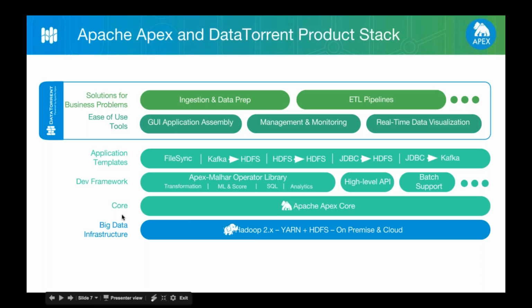On top of that we have the Malhar operator library. This is an operator library containing around 350 to 400 different operators related to transformation, reading data and writing data to databases, performing some analytics, or reading from Kafka and other such things. These are pre-built operators which the user can directly use. Apart from that, if the user has an application wherein these pre-built operators are not able to provide the logic, we have provided higher level APIs with which the user can write his own operator and use it in his application.